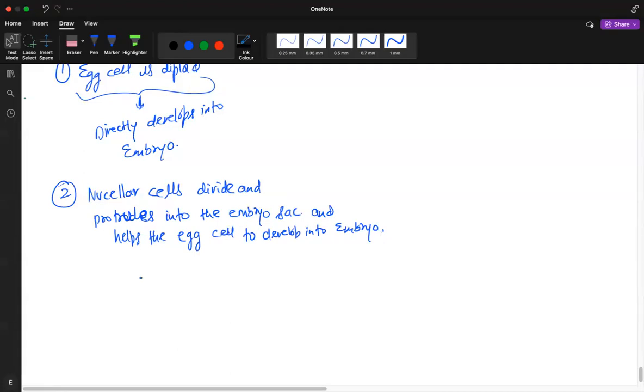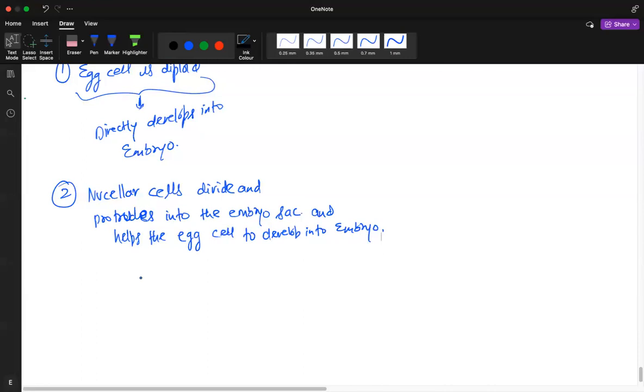That cannot happen. So if a real sexual reproduction is happening in plants, each embryo sac will give rise to one embryo. But in this case, because these nucellar cells divide abruptly and protrude into the embryo sac, and they develop into embryo because they are diploid, there can be multiple embryos. Do you see? Do you understand now?